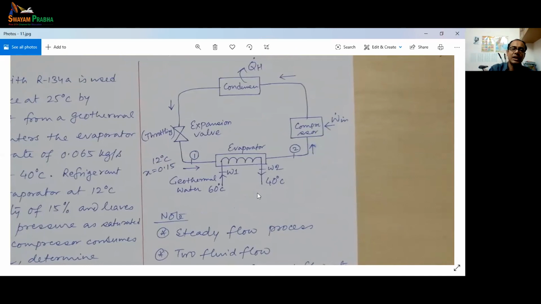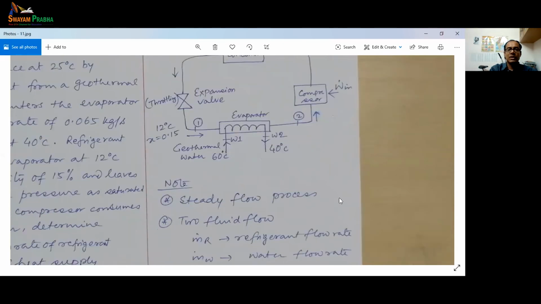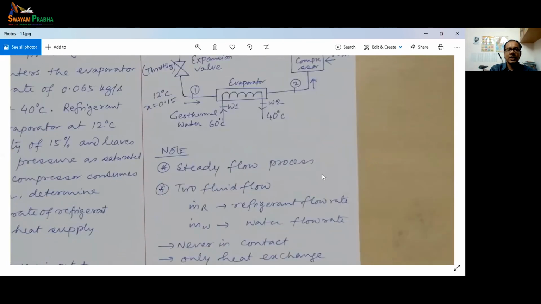So again, this is a steady flow process, and to make things complicated, in the evaporator the refrigerant is actually taking heat from a geothermal water pipeline. The geothermal water is coming in at 60 degrees centigrade and going out at 40 degrees centigrade. So we know this is a steady flow process, right?